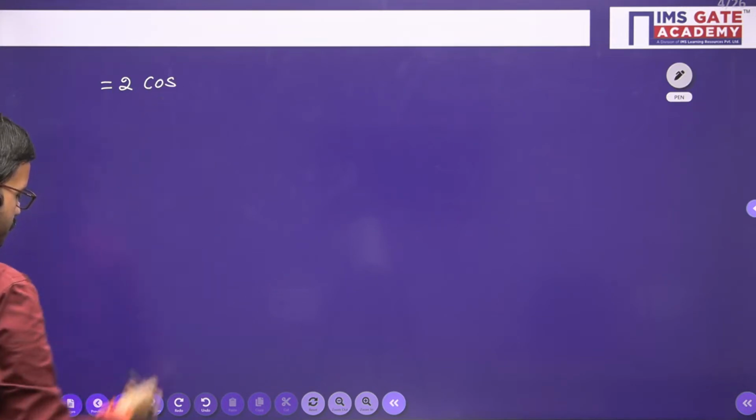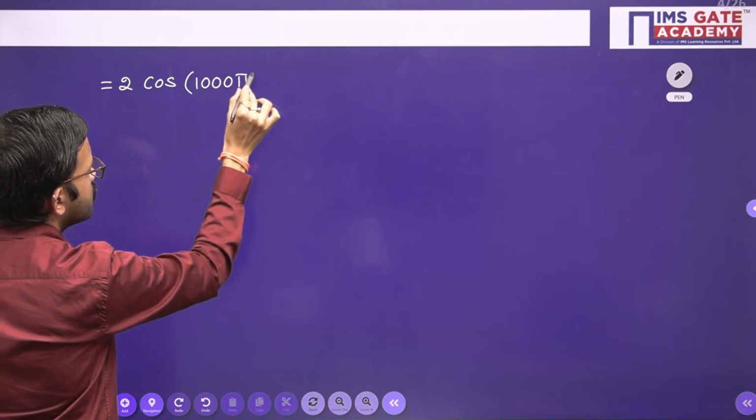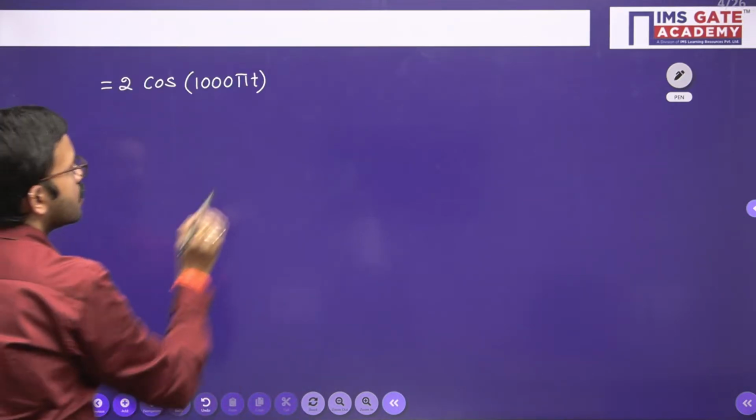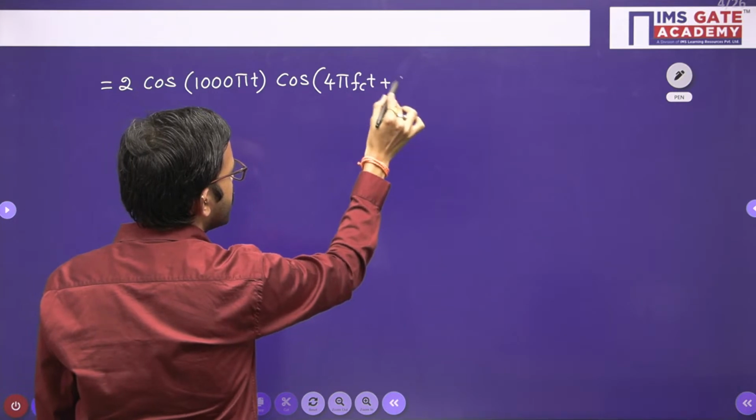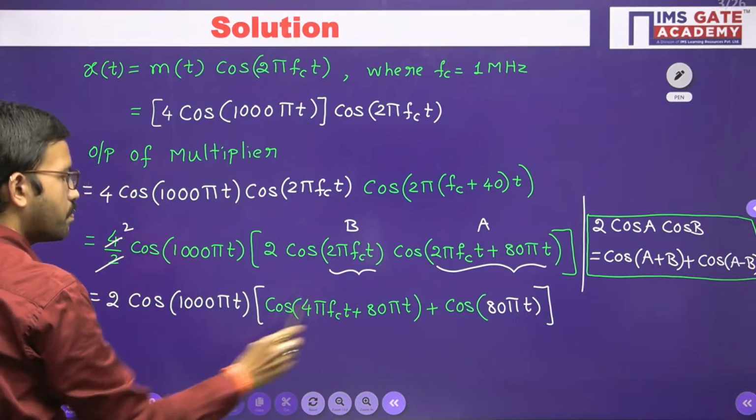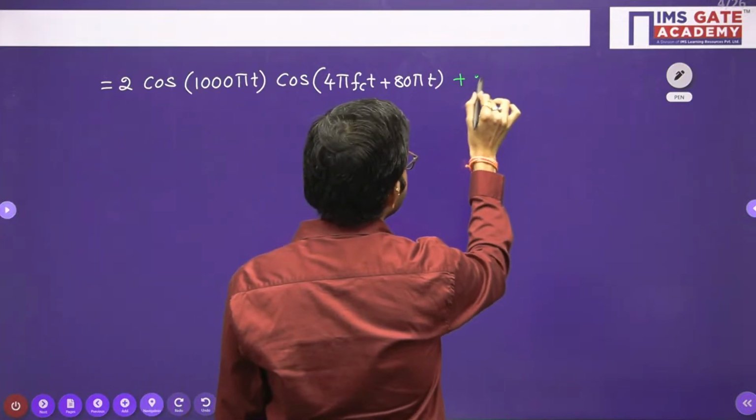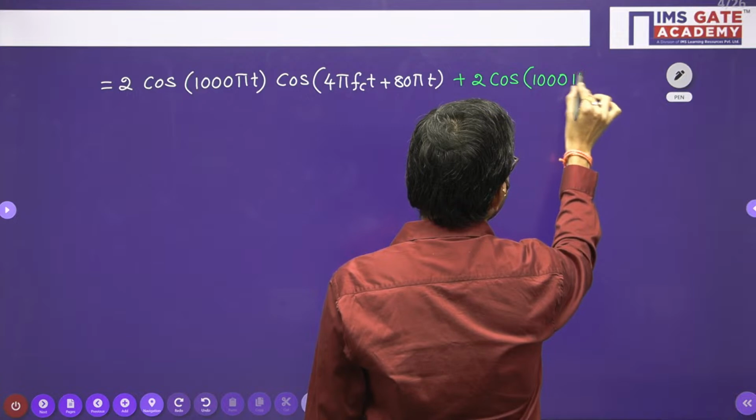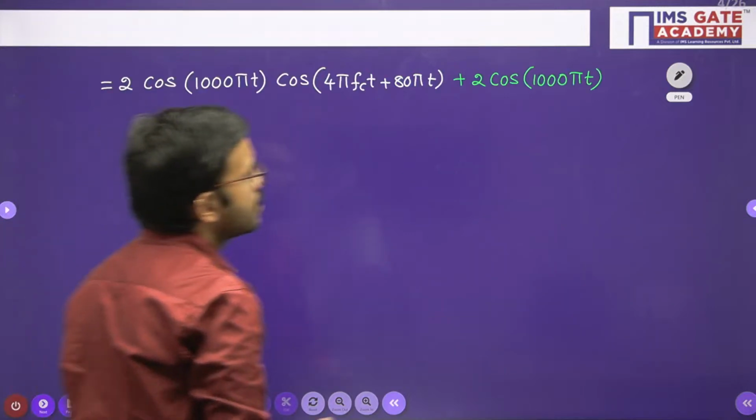2 cos 1000 pi t into cos of this entire term, cos of 4 pi fc t plus 80 pi t, plus multiply this term with that last term, 2 cos 1000 pi t into cos 80 pi t.